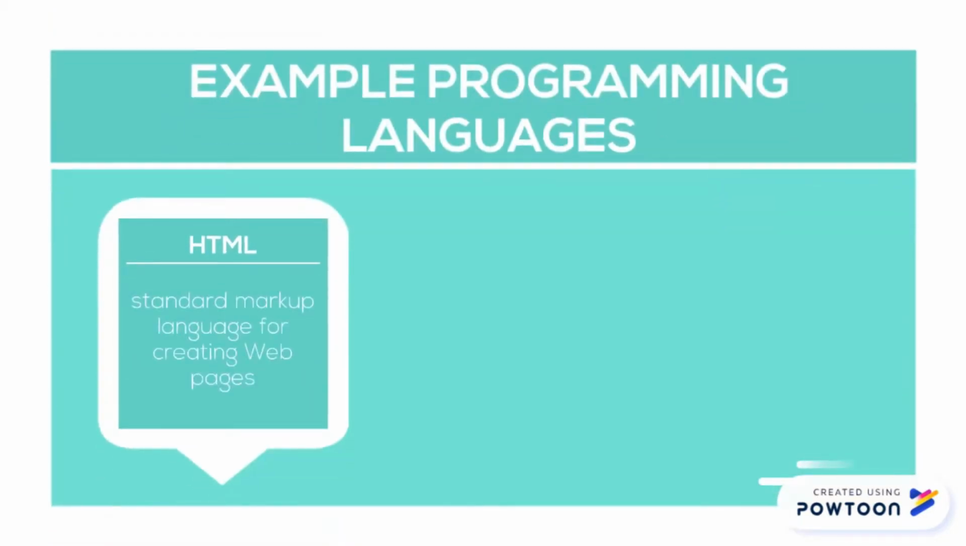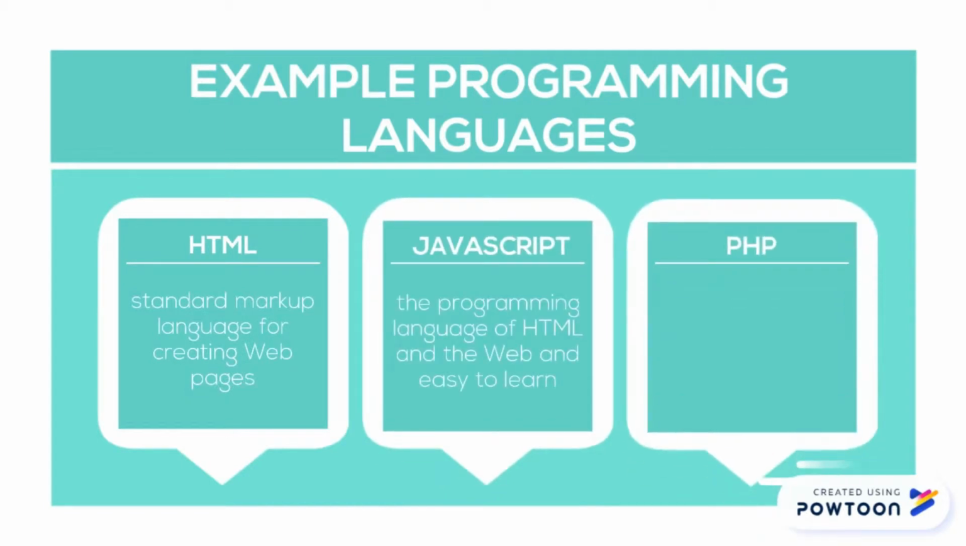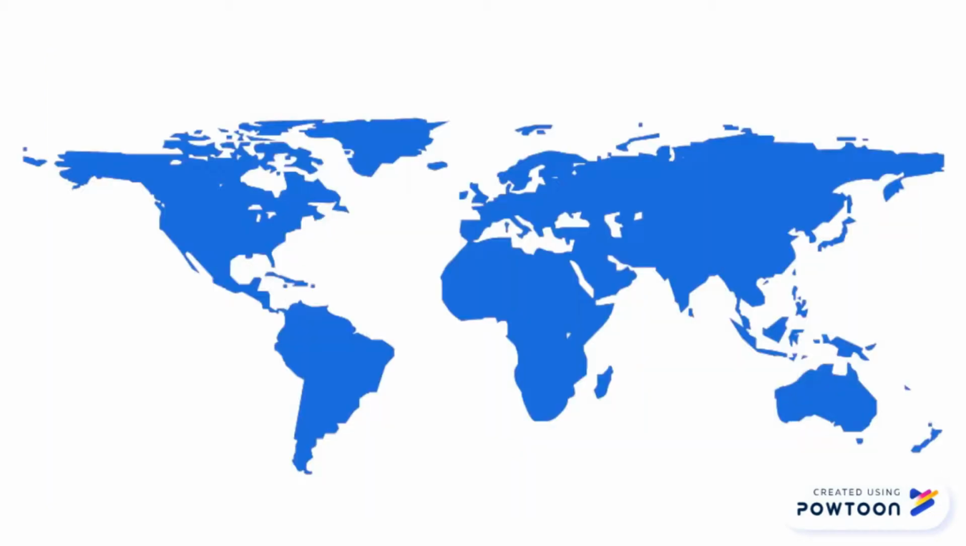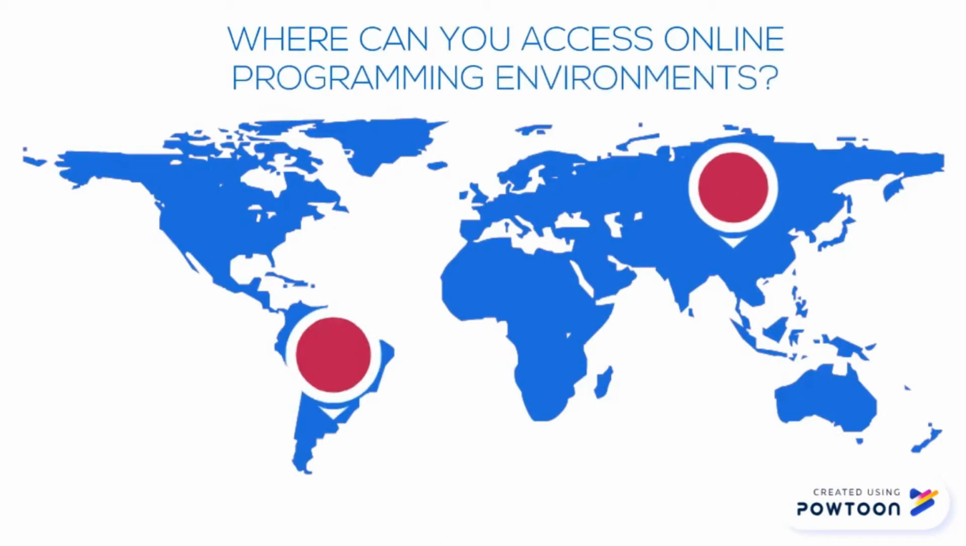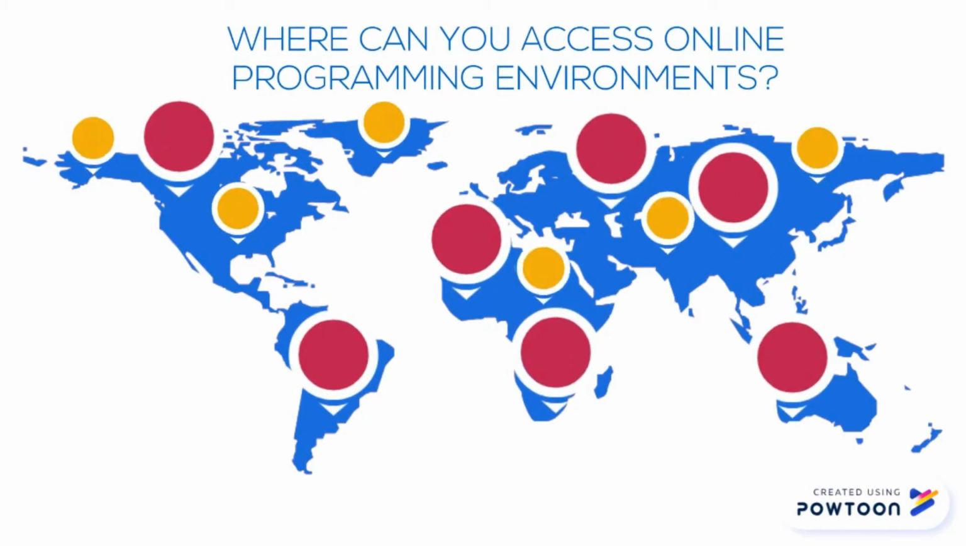You have HTML for creating web pages. You have JavaScript for programming pages, and you have PHP to make dynamic and interactive pages. And where can you access online programming environments? Anywhere in the world where you can get online and have Wi-Fi.